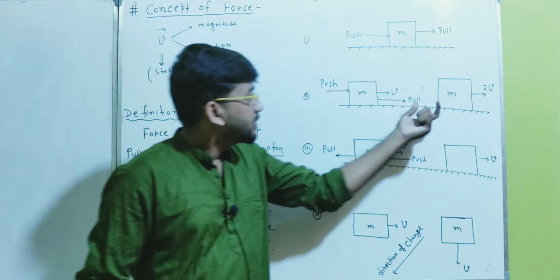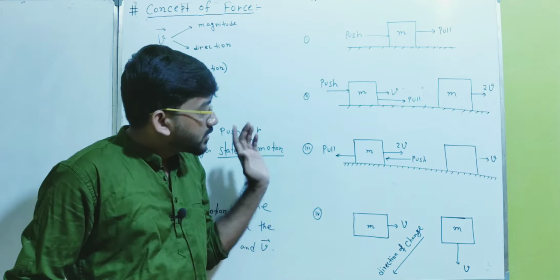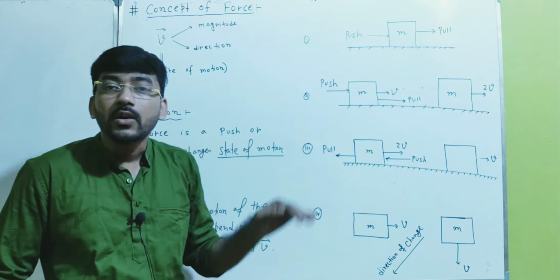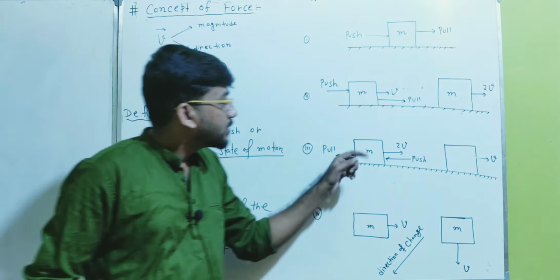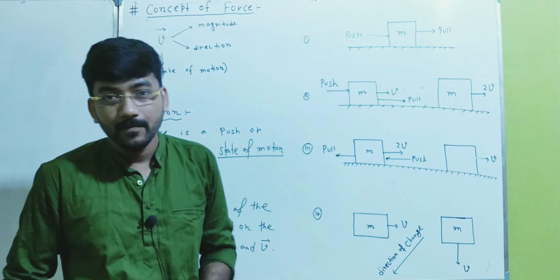Now in the same case, if the velocity is already 2v, and if I give a pull or push in the direction opposite to this velocity or its direction of motion, then what will happen? Its velocity will decrease, and let me say it decreases to v from 2v.